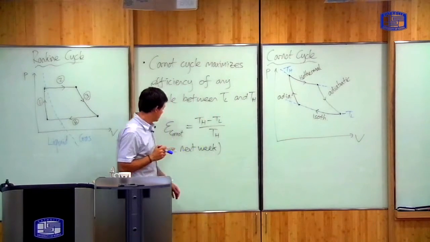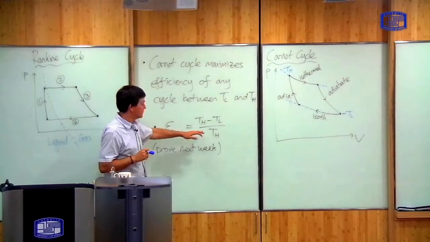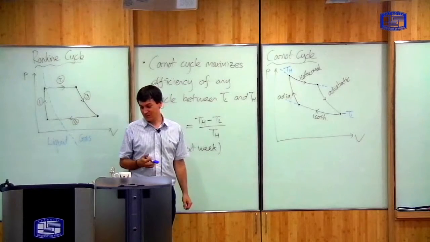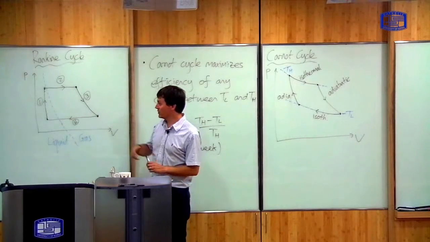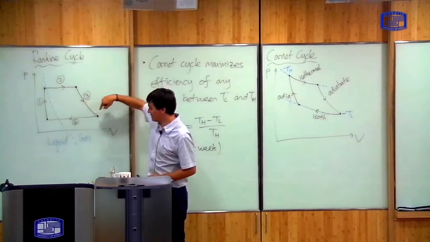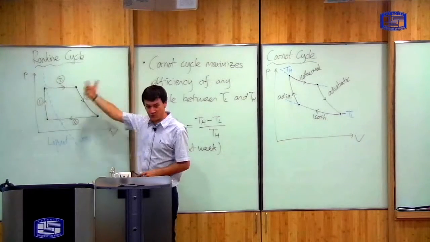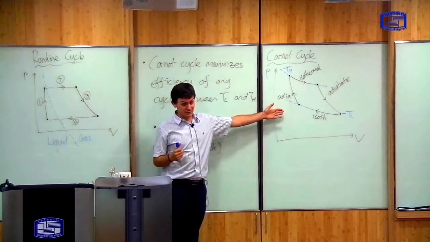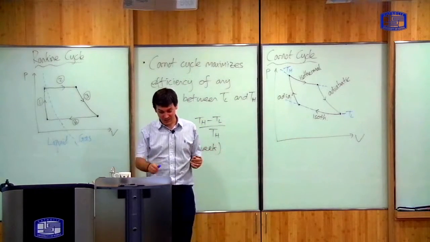So given that we know that the Carnot cycle has maximum efficiency, you might ask, well, why don't we make every cycle look like the Carnot cycle? So why do we bother with steam engines, which have a cycle which looks like this, when they are always going to be less efficient than a Carnot cycle which looks like this? Okay? And the answer to this is practical.